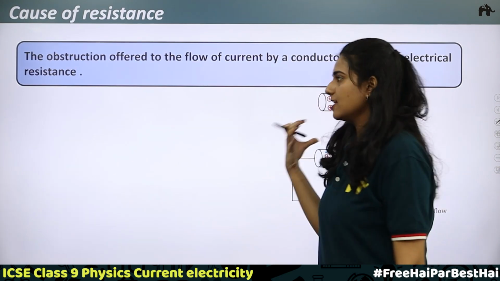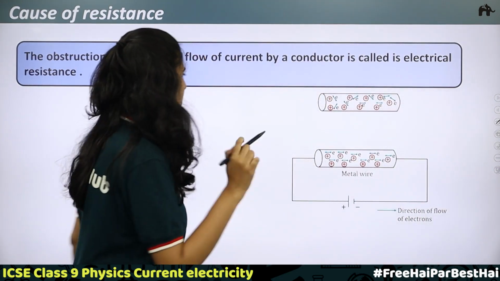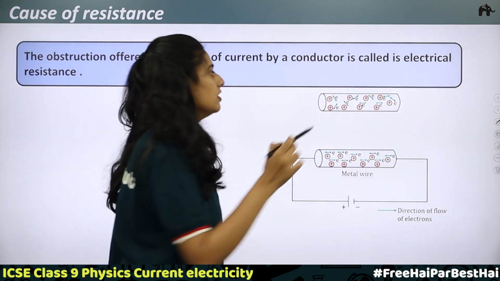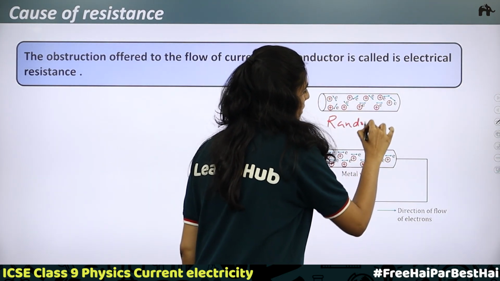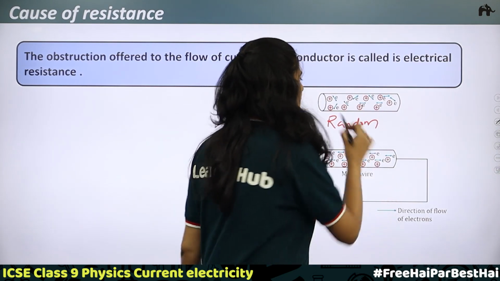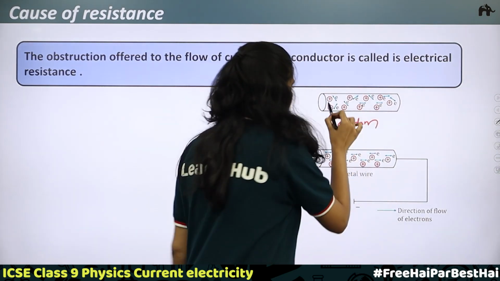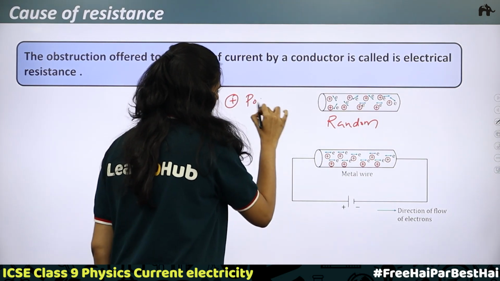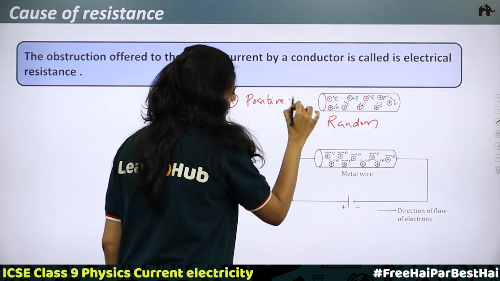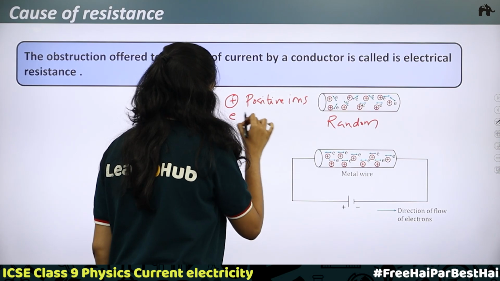Now, what causes resistance? When you take a metal wire, the metal wire will be containing electrons. So there is random motion of electrons. What does random motion mean? It means the electrons will be moving in different directions. So here you can see this positive sign, this represents positive ions. Positive ions, and e represents electrons.